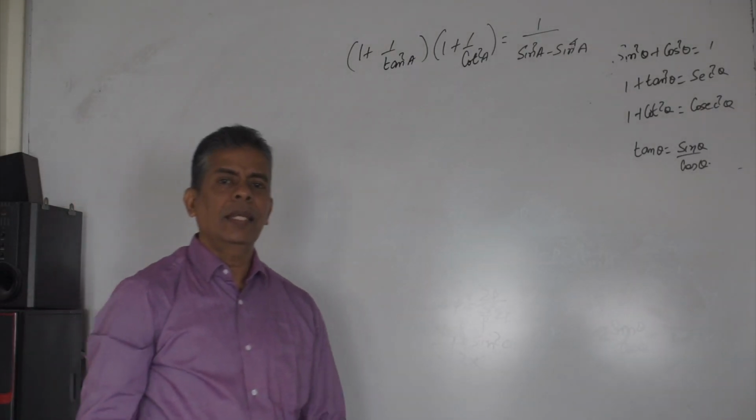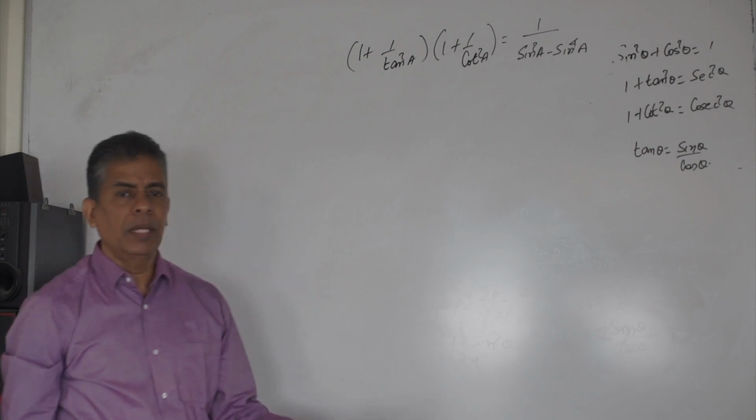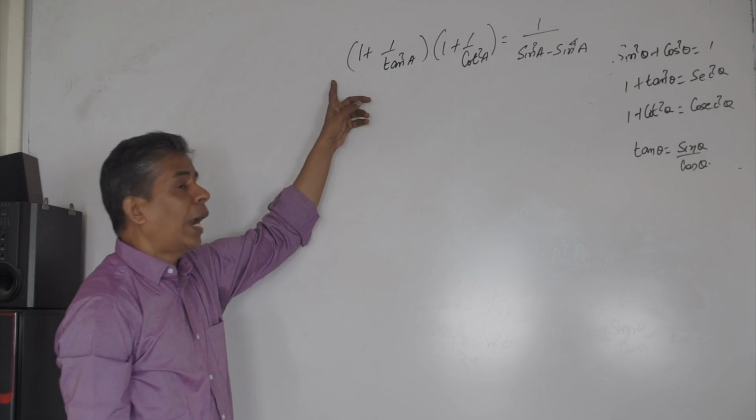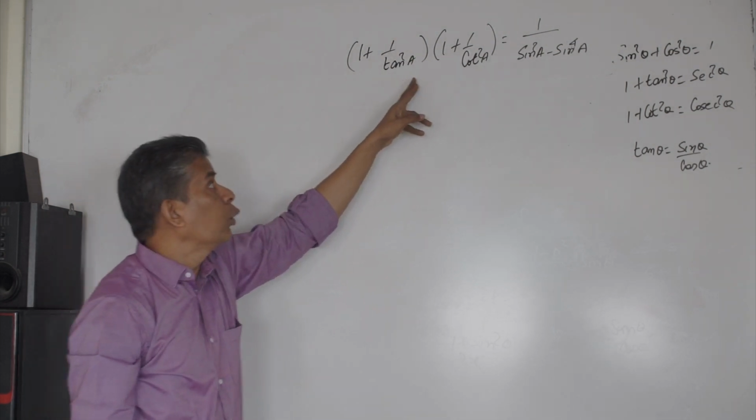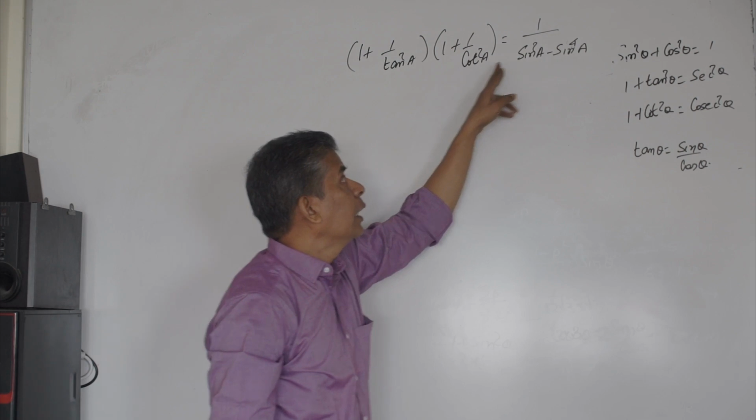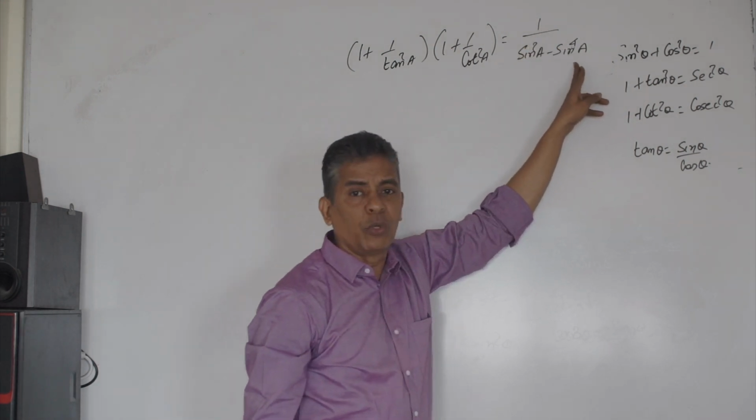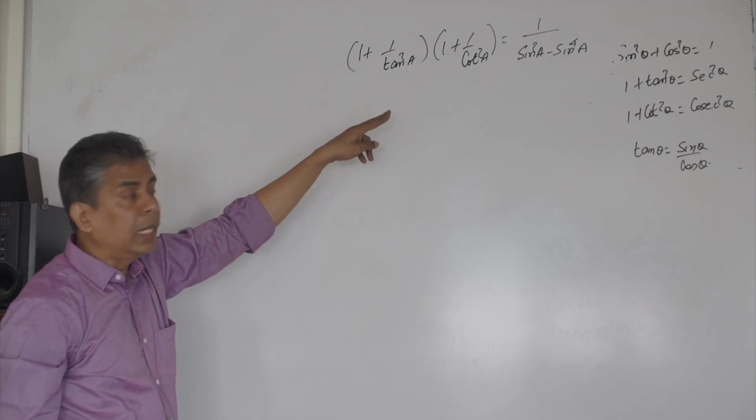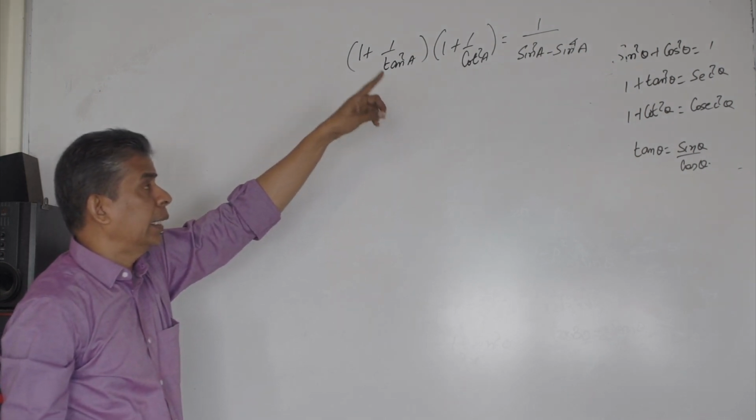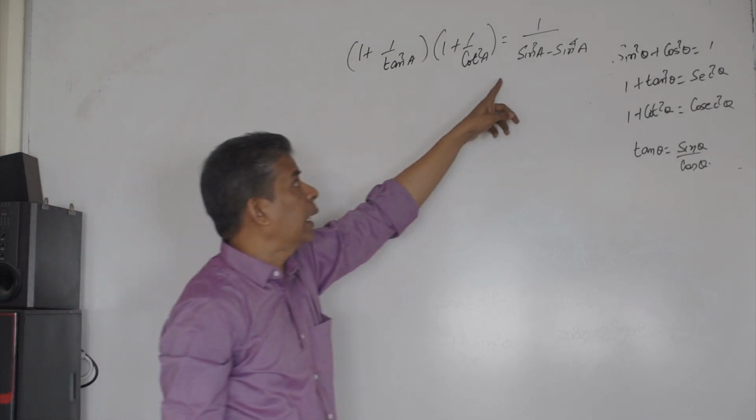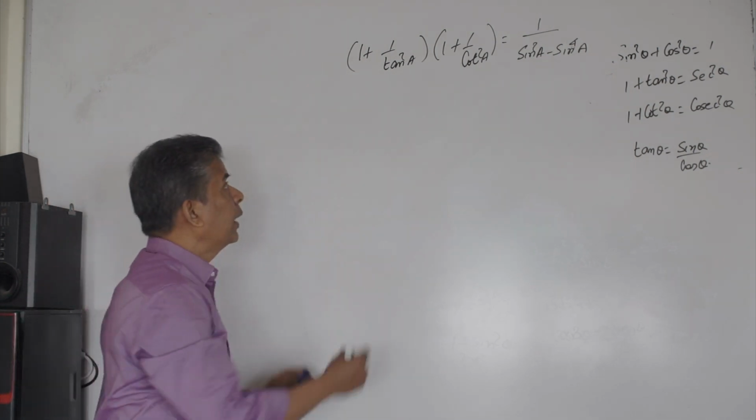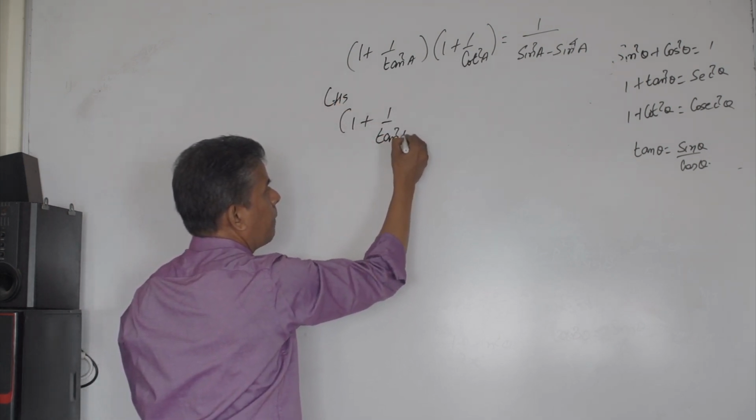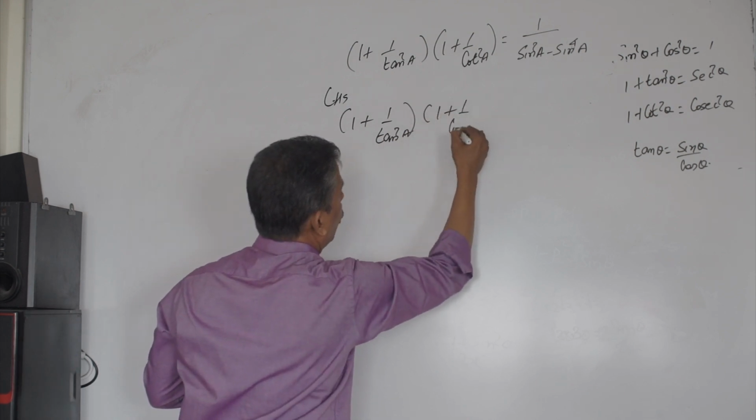Now let us look at a very simple problem here, but not from your textbook again. This is also a problem outside the textbook. 1 plus 1 upon tan square a into 1 plus 1 upon cot square a is 1 upon sin square a minus sin raised to 4a. Did you see the problem here? Now here your LHS is 1 plus 1 by tan square a into 1 plus 1 by cot square a.